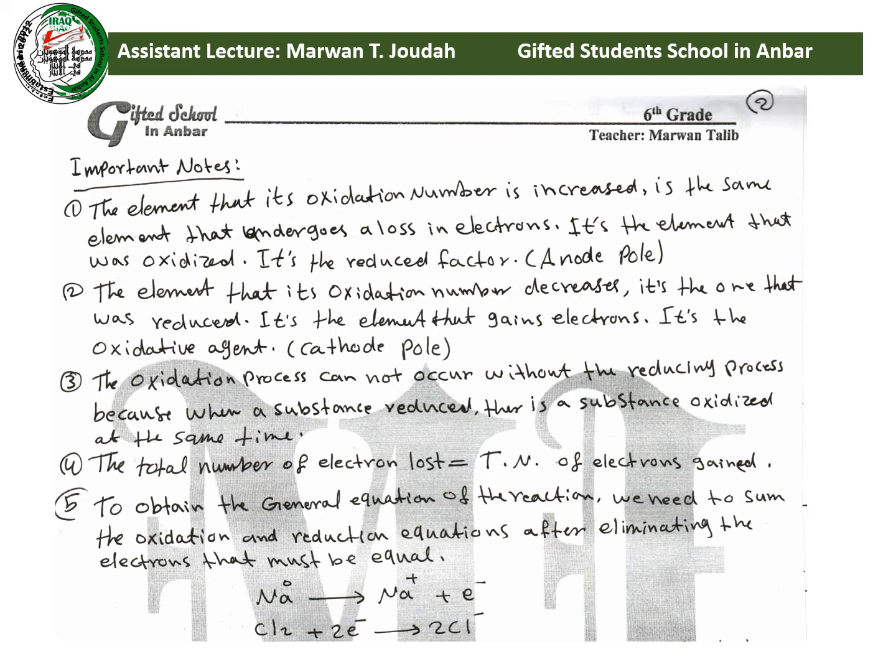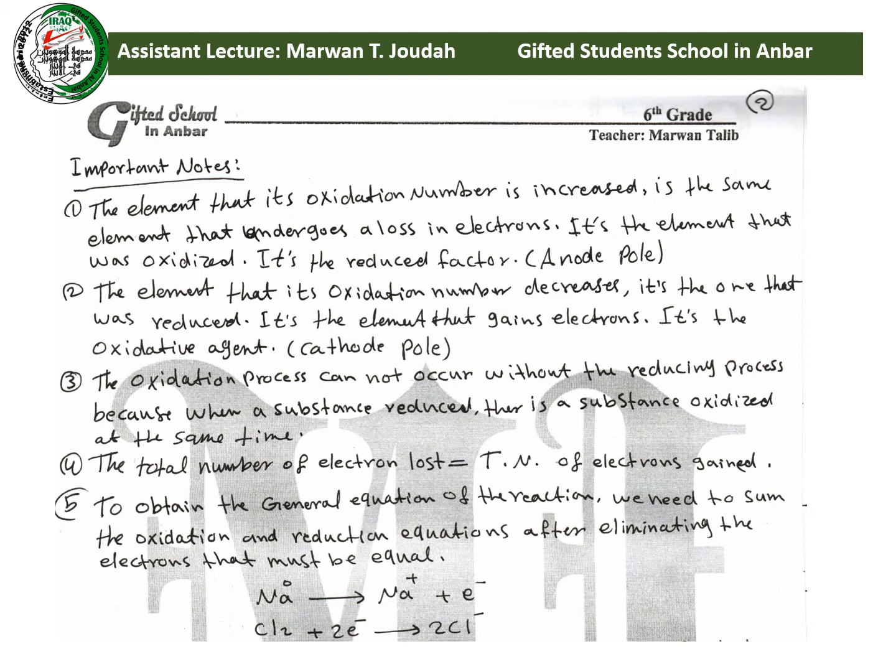The total number of electrons lost equals the total number of electrons gained. To obtain the general equation of the reaction, we need to sum the oxidation and reduction at the same time. So let's take this example and see how to get the general equation of the redox reaction.